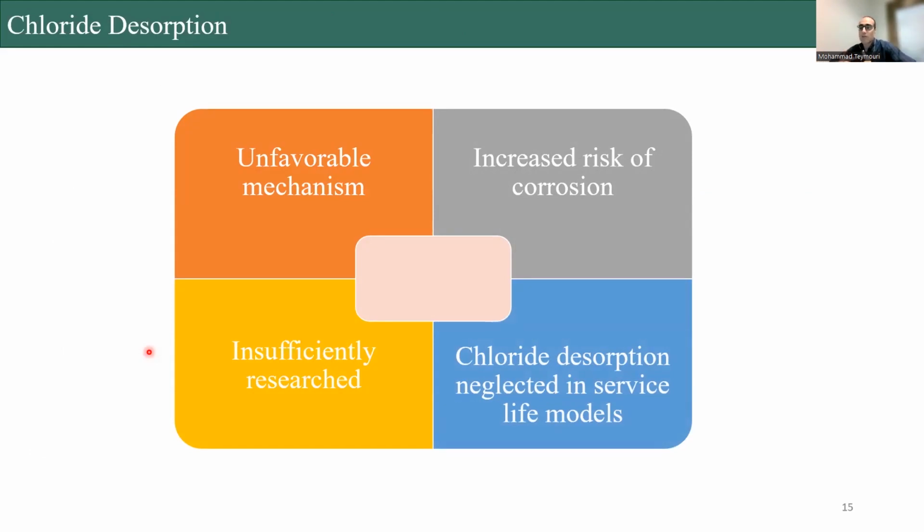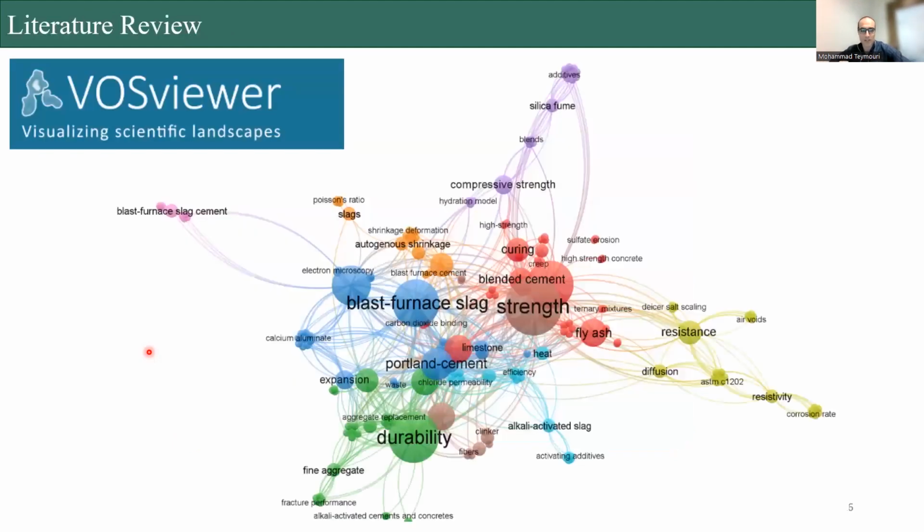Right now, as far as we know, chloride binding is considered for service life modeling. It means that when you have chloride in the field or exposed to infrastructure, you suppose that some of it will bind and will not participate in the corrosion. But the thing is that we have chloride desorption, a reversible process after a few years, which is neglected. It's pretty important, and we need to take it into consideration.